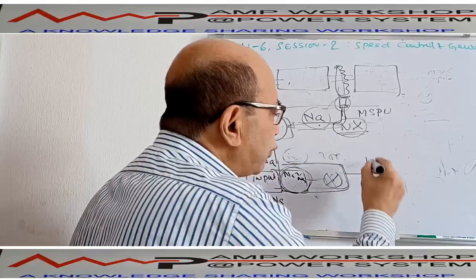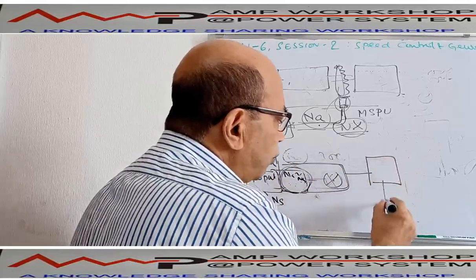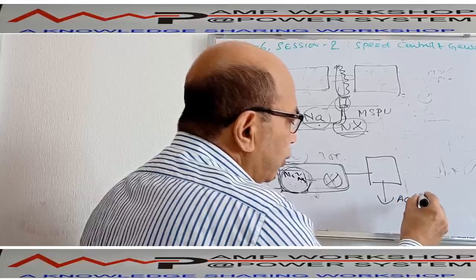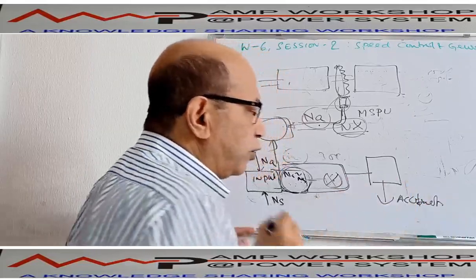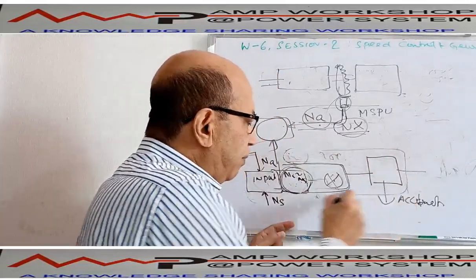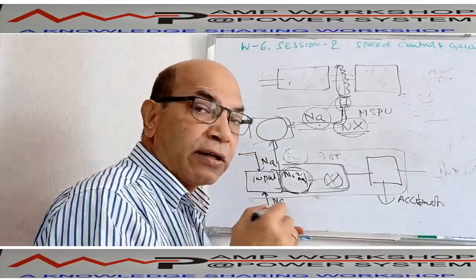Then there is an output section. This output is going to the accelerator or actuators, the actuator motor output. Then this total device, if it wants to work, needs some control supply.